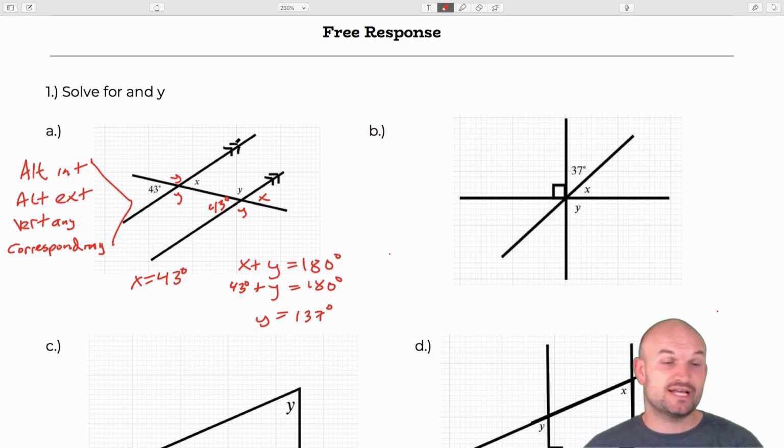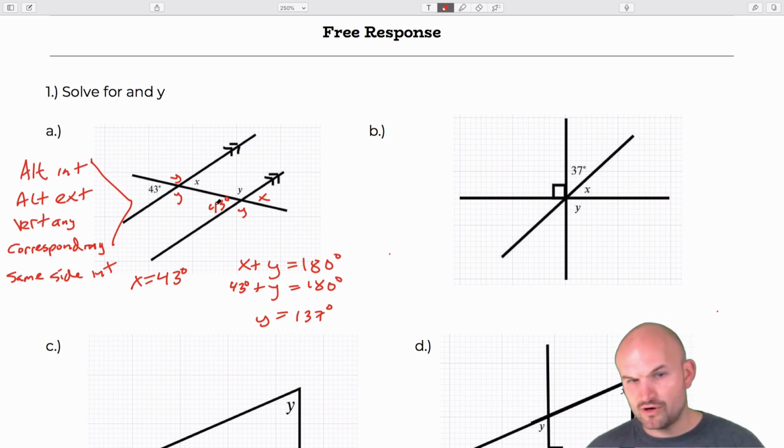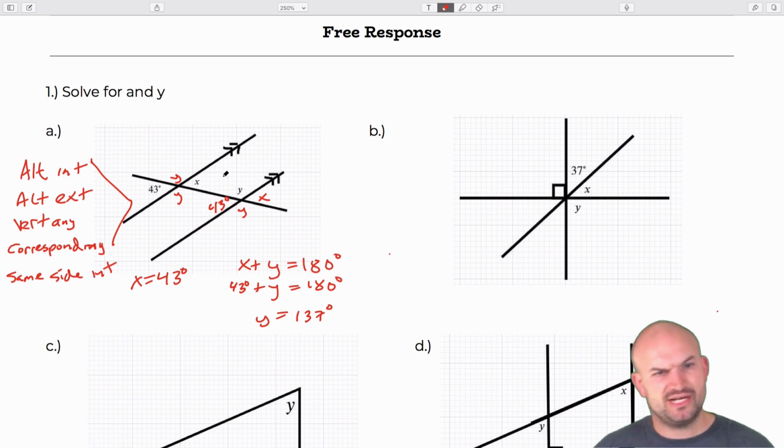The next ones, the ones that are supplementary, are going to be same side interior. And if they are same side interior, or if they are right next to each other, those are going to be supplementary. So those are supplementary.